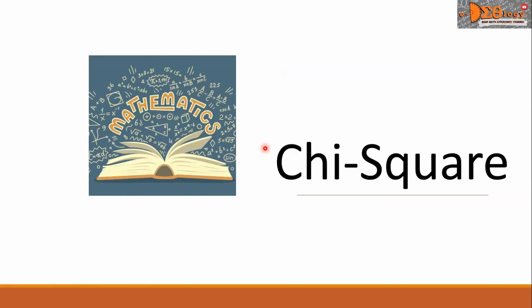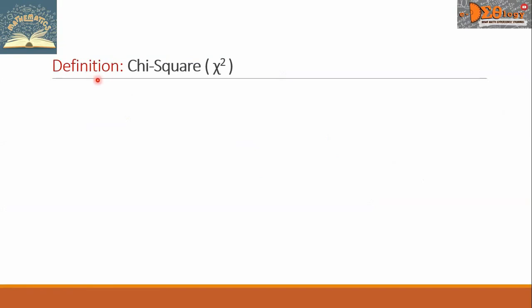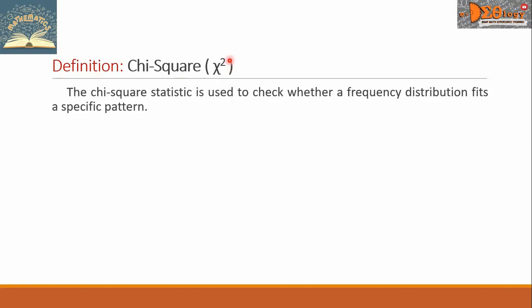Hi everyone. Today we're going to study chi-square. Let us define chi-square, which is symbolized by x with power 2. The chi-square statistic is used to check whether a frequency distribution fits a specific pattern. This is referred to as the chi-square goodness of fit test.